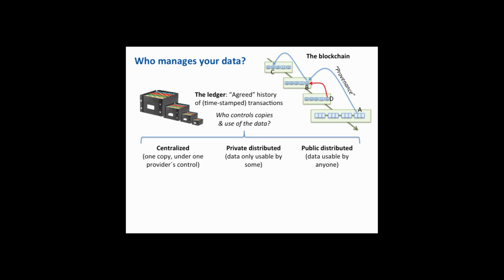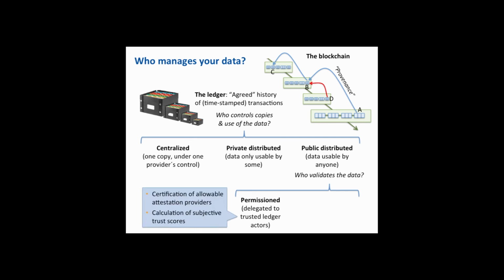But even if it's public and distributed, there's still the question of who validated the data. Who decided that transactions A, B, C, and D were going to enter the blockchain or not? One model is the permissioned public distributed ledger, where anybody can check information, but there's a reduced number of trusted actors who are controlling what gets added to the blockchain.